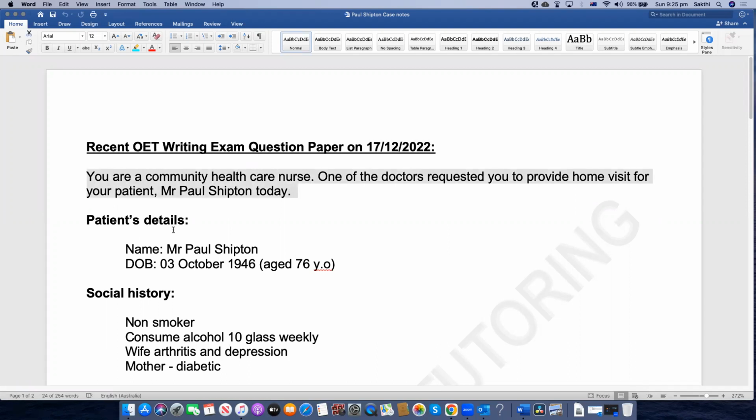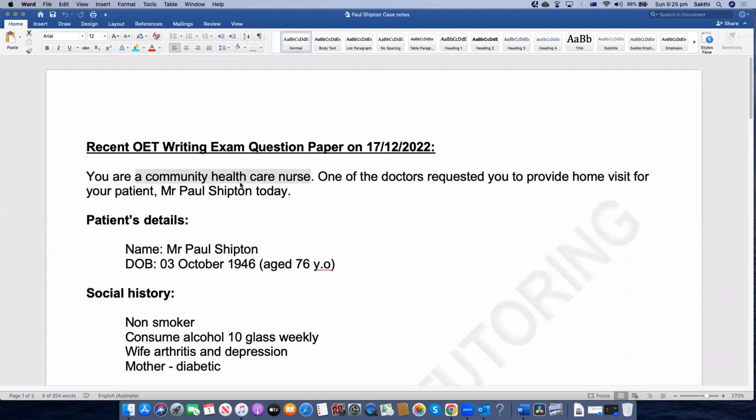The first and foremost thing we need to do is not to read the case notes from the top. I mean, do not read from here. The reason is that when you start reading from the top, you may think from the sender's point of view only. I mean, you will be stepping into the shoes of a community health nurse who is going to be writing down this letter to a recipient.